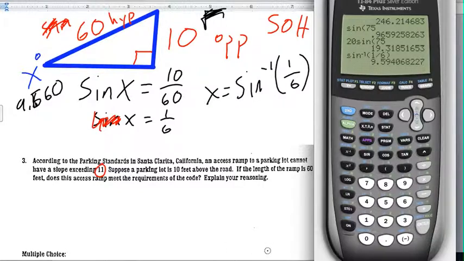So what we're saying is it's fine, right? This ramp is not too steep. If we did the work and we got 20 degrees as the answer, this would be a no. But does this meet the code? Heck yes, it does. All right, that's the end of this video.